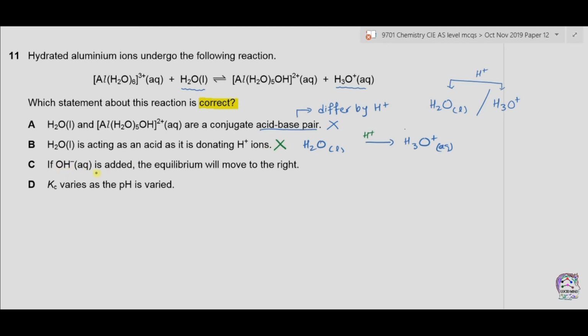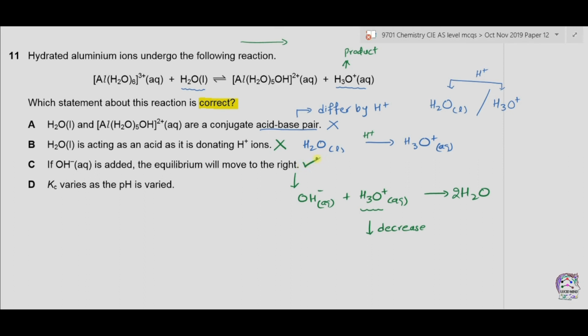Part C, if OH negative aqueous is added, the equilibrium will move to the right. As OH negative is basic in nature, it will react with H3O positive in a neutralization reaction and form H2O. So the concentration of H3O positive will decrease, and as H3O positive is the product, the decrease in the amount of product makes the reaction go in the forward direction. So the equilibrium will move to the right.